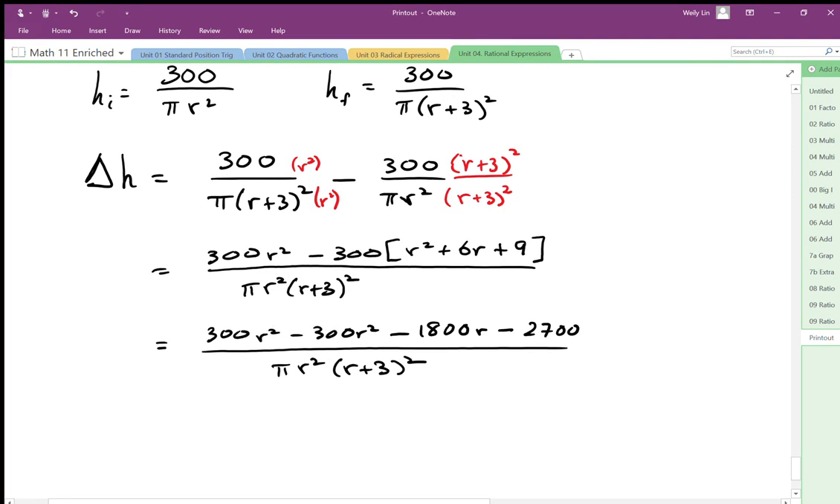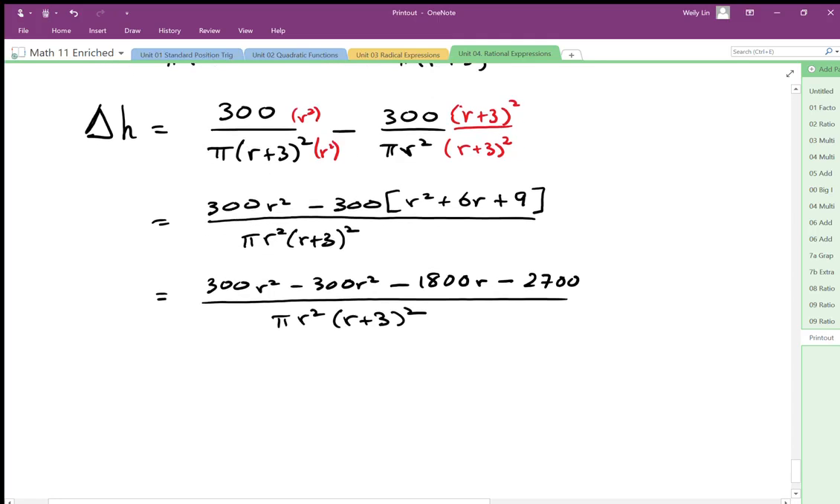Just be careful of all your algebra when you're multiplying out. Recognize the factor pieces again. Remember, this whole piece represents a factor piece. So the final change in height is going to be negative 1,800 r minus 2,700. Okay, and that's all over pi r squared r plus 3 squared. So it makes sense, if we increase the radius, we're going to decrease the height.